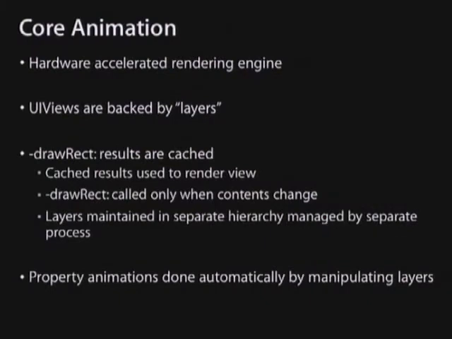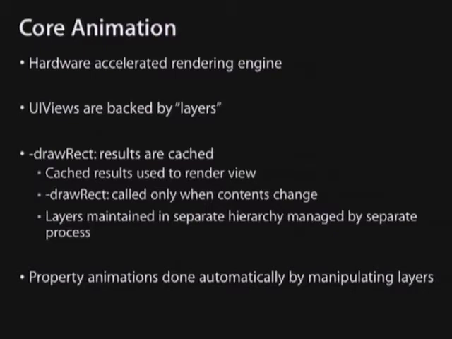So here's a little information about Core Animation. It's a hardware-accelerated rendering engine. I think a lot of it is on top of OpenGL, once again. Every UI view is backed by a layer. So when you draw, the context gets placed into a layer. And the results are cached, so you don't get called on DrawRect when you don't need to be called again. And then the animations actually occur automatically for you by manipulating these layers, which are all done under the hood once again.